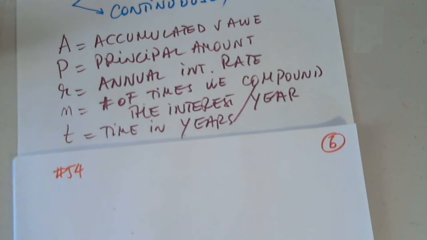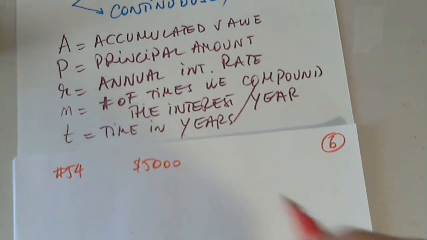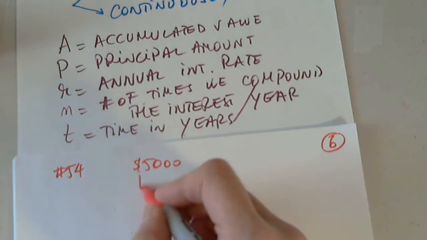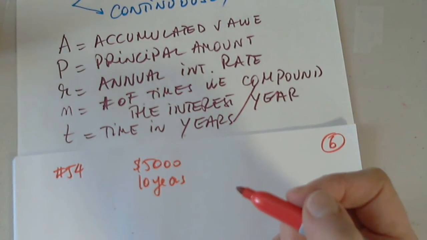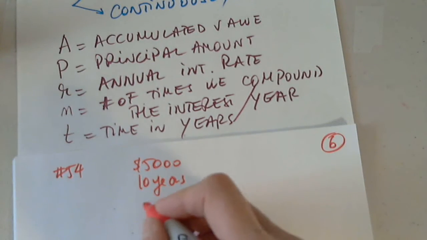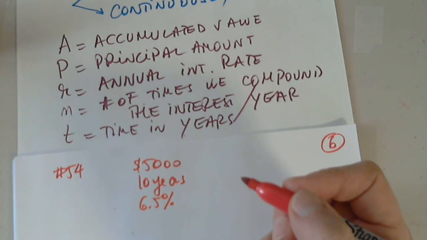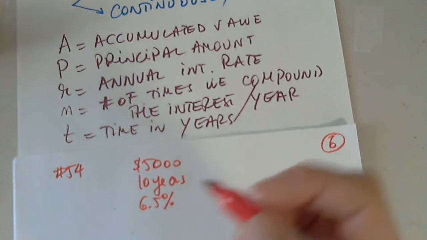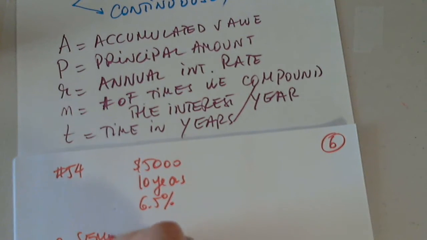Find the accumulated value of an investment of $5,000 for 10 years at an interest rate of 6.5%, if the money is compounded semi-annually. Part B, quarterly. Part C, monthly. Part D, continuously.